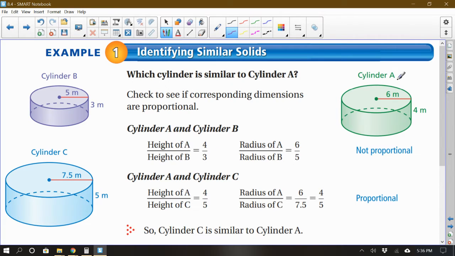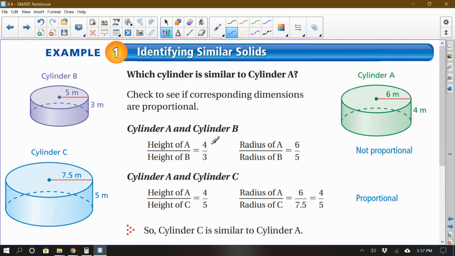Alrighty. So cylinder A, what we want to do is set up a ratio. Here's how they set this one up. They took the height of cylinder A over the height of cylinder B. The height of cylinder A is 4. The height of cylinder B is 3. So they've made this fraction-looking ratio, 4/3. Then they set up the radius of A over the radius of B. Notice they keep the A on top and the B on the bottom. That has to hold true for both ratios. So the radius of A was 6. The radius of B is 5.